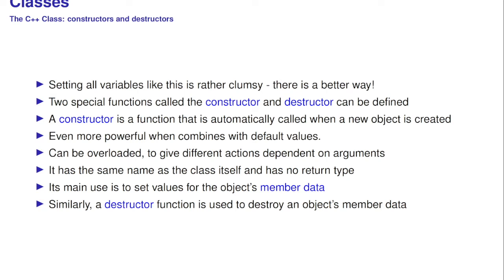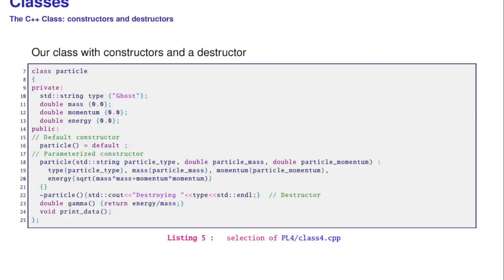Its main use is to set values for the object's member data, and similarly a destructor function is used to destroy an object's member data. Let's look at it. If we look at the same class we had before and we now add a destructor and a constructor, first of all you'll notice that I've given default values for all the arguments, which is quite useful because it gives the indication of what we want to do if we don't specify any variable.